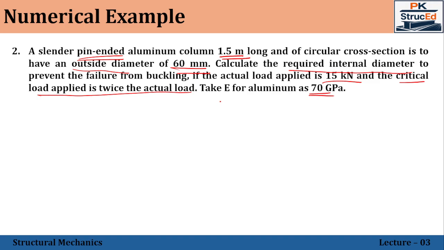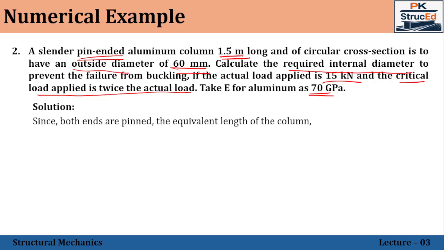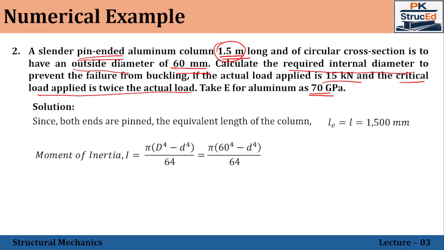Right. So this problem demonstrates the design against buckling. Instead of finding the load here, we are designing the geometry of the column. Now, since both the ends are pinned, the equivalent length or the effective length will be equal to the unsupported length itself, which is the same 1.5 meter, that is 1500 mm. Here the condition is given as P critical will be equal to twice the actual load.